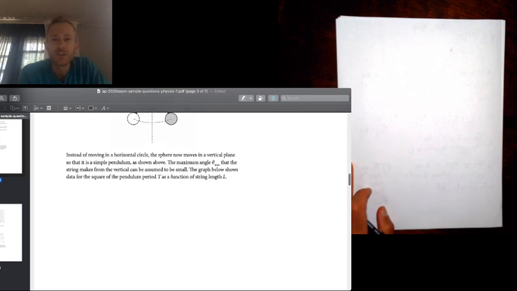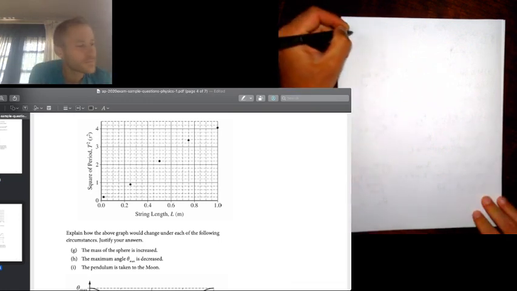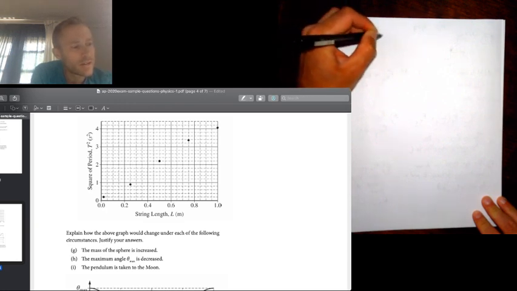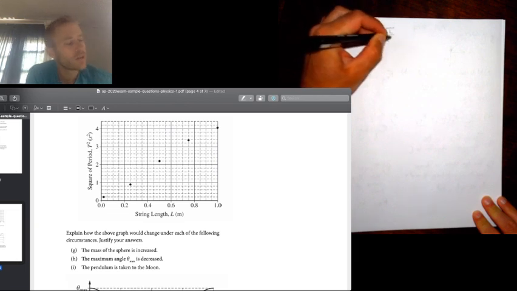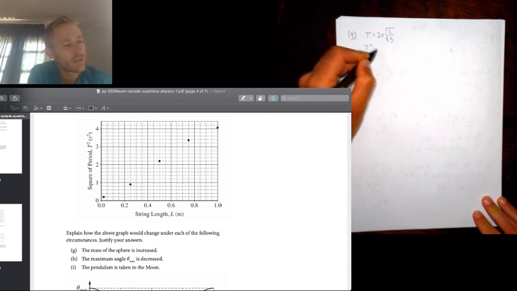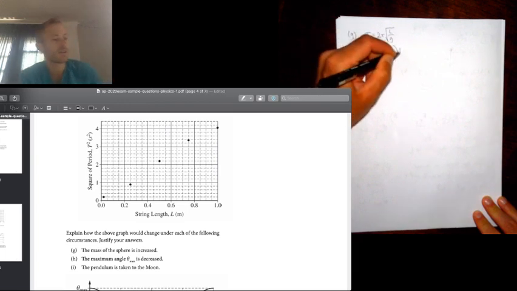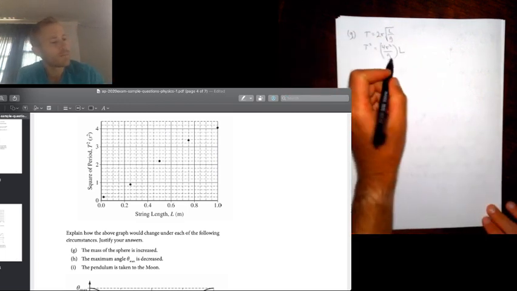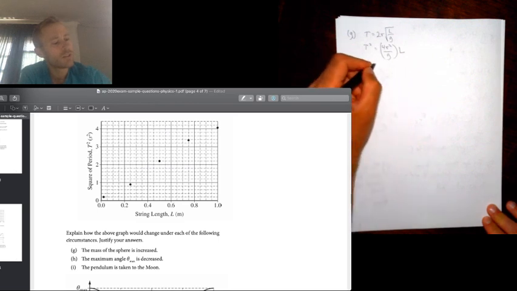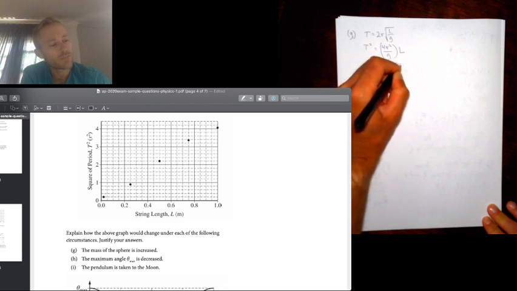Square of the pendulum period as a function of string length. Okay, so for part G, we've got the equation that period equals 2 pi square root of L over g. All right, so we square this equation, we get period squared equals 4 pi squared over g times L. Okay, so basically we can see that the slope of this line is 4 pi squared over g.